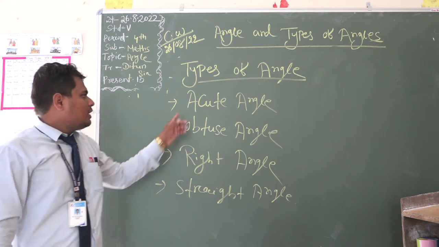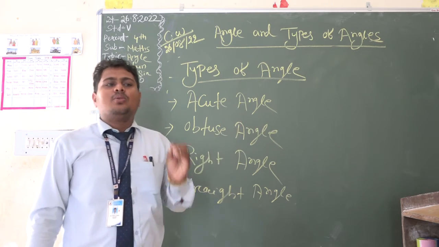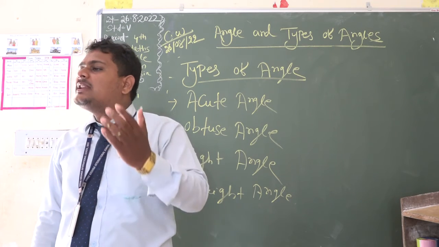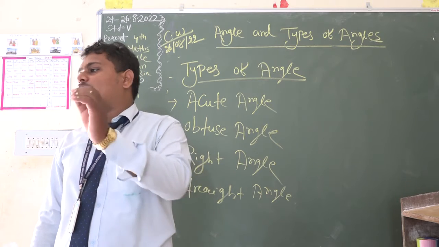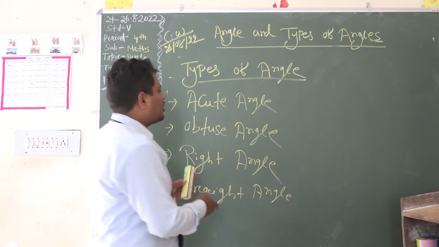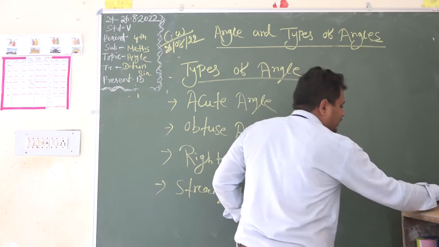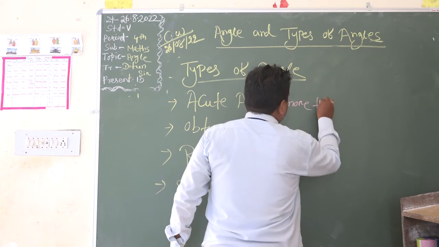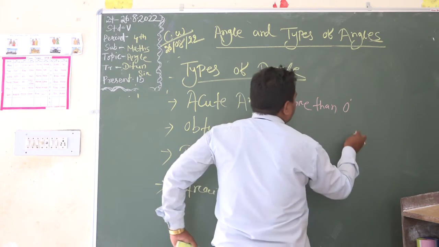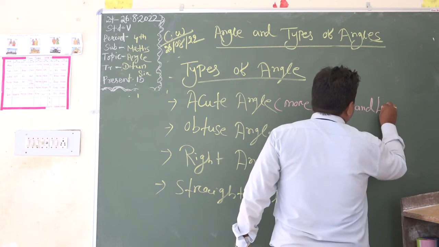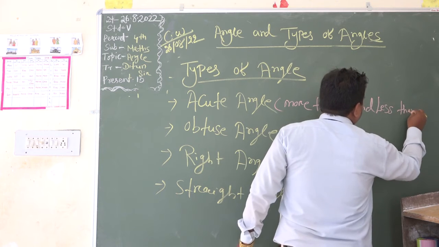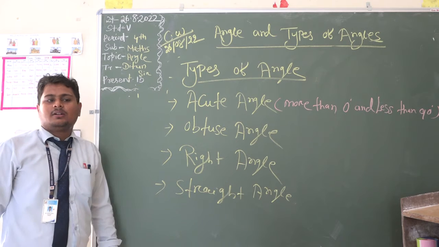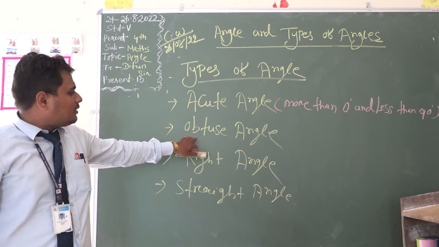And remember, the acute angle means the angle which is more than 0 degree and less than 90 degree. That is known as the acute angle. In short we can write here: more than 0 degree and less than 90 degree. That is known as the acute angle. Understood?